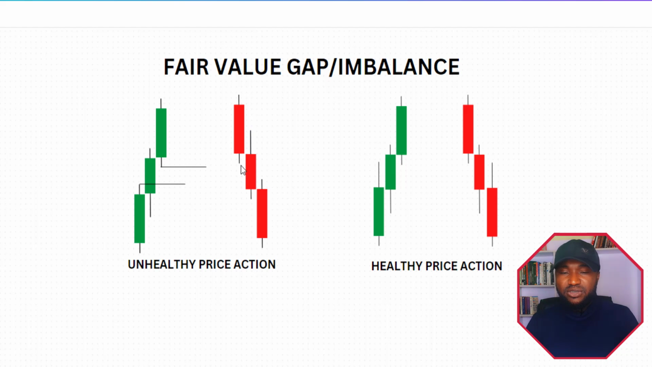Right here you can see a fair value gap again in the down candles, but this is a healthy price action, and then this is an unhealthy price action. So for the algorithm to balance everything, it must come back to fill this gap, whether now or in the future. This is where the concept of fair value gap comes into play. These are concepts that people understand differently, but this is just the basic idea behind a fair value gap. Now whenever you see this kind of thing happening, you can say you have a fair value gap.